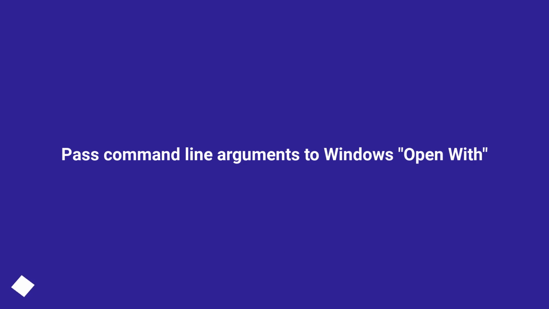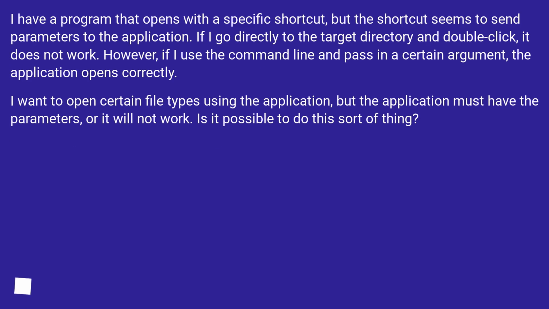Pass command line arguments to Windows Open With. I have a program that opens with a specific shortcut, but the shortcut seems to send parameters to the application. If I go directly to the target directory and double-click, it does not work. However, if I use the command line and pass in a certain argument, the application opens correctly.